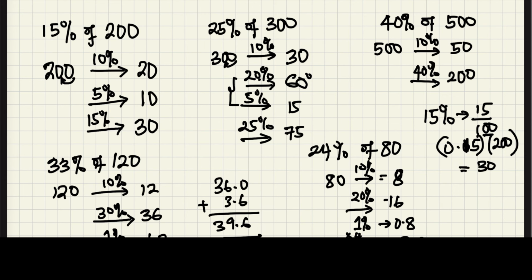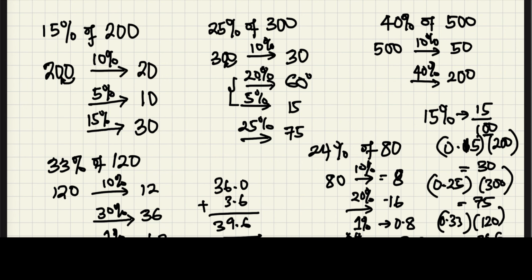The same thing with the second question. 25% is the same thing as 25 over 100, which is 0.25. So you use your calculator to calculate 0.25 times 300, and you should be getting 75, right? The same thing with 33%, that will be 0.33 times 120. If you do that using your calculator, you should be getting your 39.6, and so on. So that's one of the foundations of percentages.